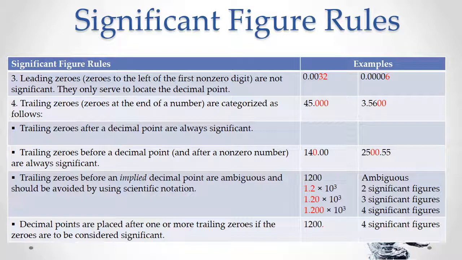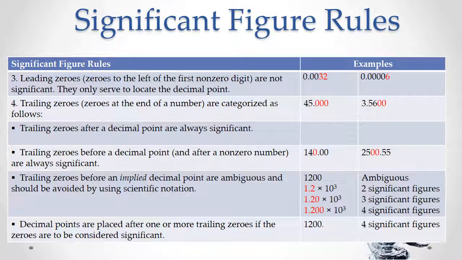Looking at the example, if I want to indicate 2 significant figures, I would write the answer as 1.2 times 10 to the 3 in scientific notation. If I wanted to indicate 3 significant figures, I would write the answer as 1.20 times 10 to the 3. If I want to indicate 4 significant figures, I would write 1.200 times 10 to the 3.